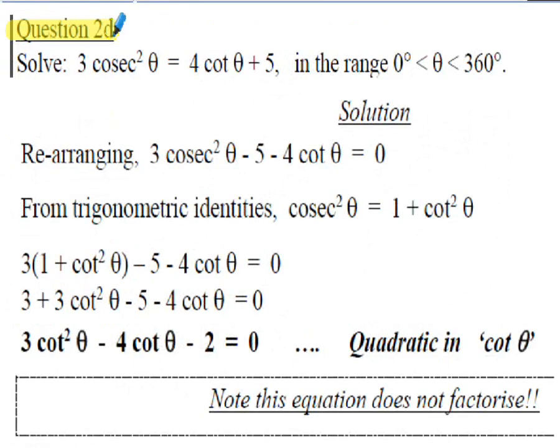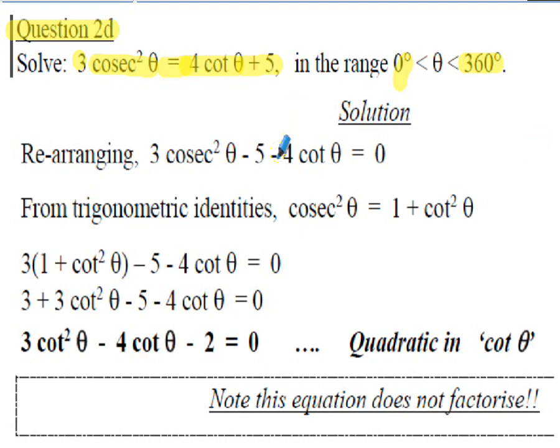Okay, question 2D, this is a type 4 solution. We're asked to solve 3 times cosec squared theta is equal to 4 times cot theta plus 5, within the range of 0 to 360 degrees. So the first thing I need to do is rearrange the equation to get all the terms onto one side so it equates to 0.